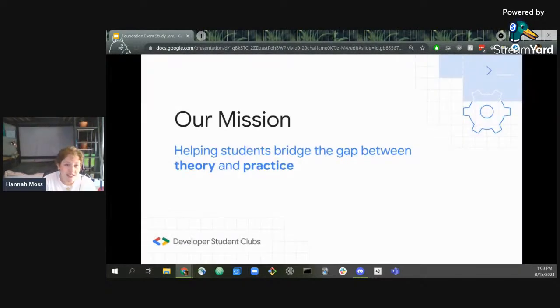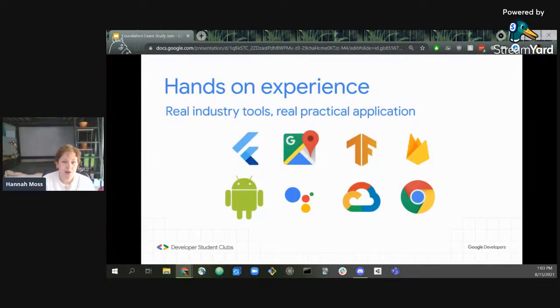So the objective for GDSCs is to help students bridge the gap between theory and practice. But what does that actually mean? In our classes, we learn a lot about theory or concepts, but oftentimes we don't get the chance to apply these to real-world problems. So that's what our club is here for. Through your participation in our events, you'll learn about cutting-edge technologies and platforms that you can use in real-world applications.